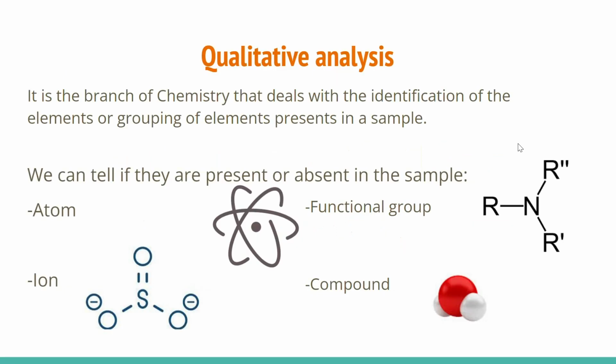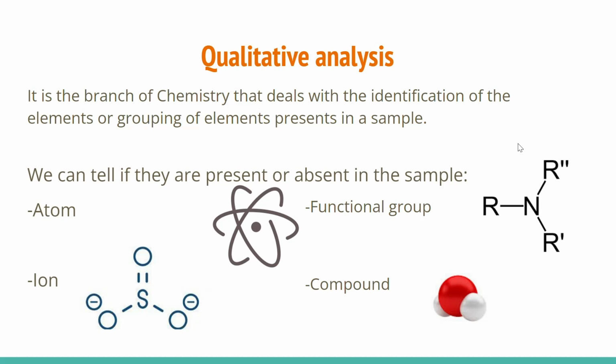The qualitative analysis is the determination of non-numerical information about chemical species, a reaction, etc. The definition is: a qualitative analysis is a branch of chemistry that deals with the identification of elements or grouping of elements present in a sample.